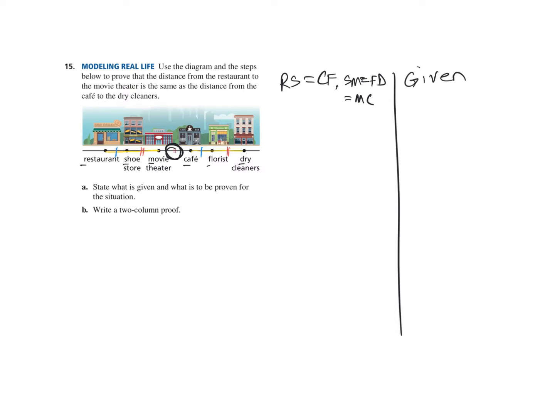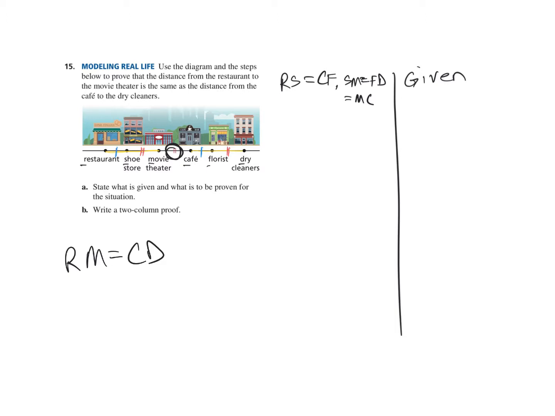You also have to keep in mind what it is we're trying to prove here: showing that they're the same distance. So we're trying to show that RM is equal to CD. The restaurant to the movie theater is the same distance as the cafe to the dry cleaners. That's what we're trying to prove.